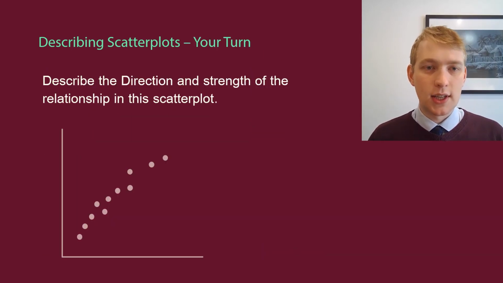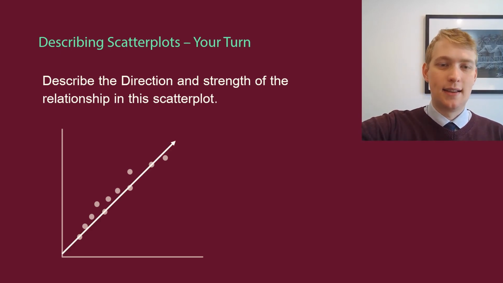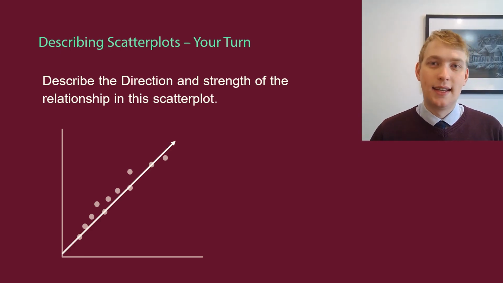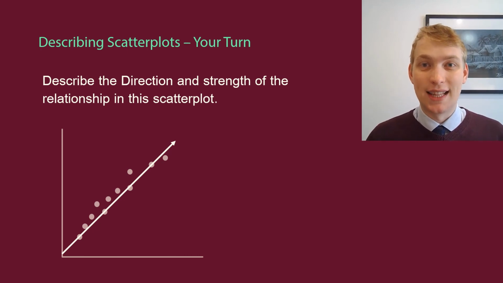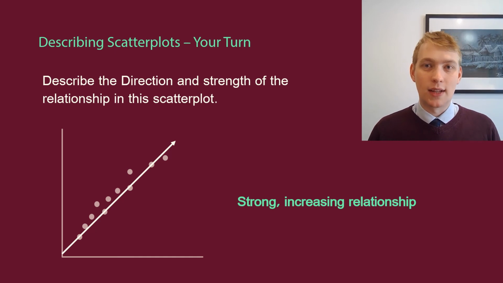Okay, now it's your turn. Have a go at describing this scatter plot. Okay, so hopefully when you look at it, you can see we have a line there. All the data is very close to that line, and the line is going up over time. So it's going to be a strong relationship because they're all close together and it's increasing over time.